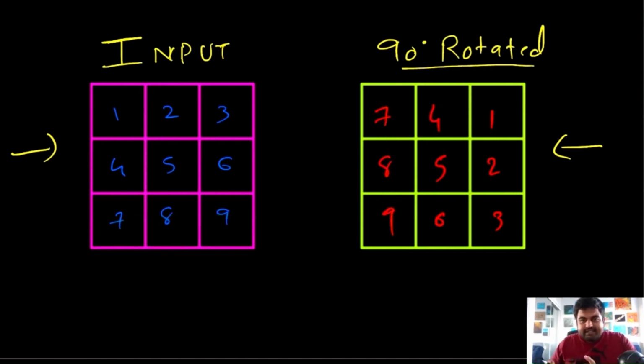Basically, what we can do is convert this input so that all the values inside the rows are placed inside the columns, and then reverse those entries, so reverse all the rows. We would actually get a 90 degree rotated array. Let me quickly show you how we are going to do it.